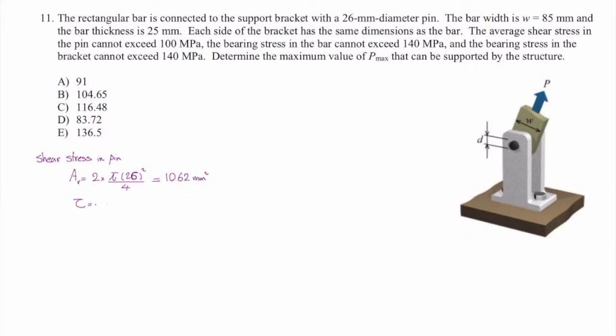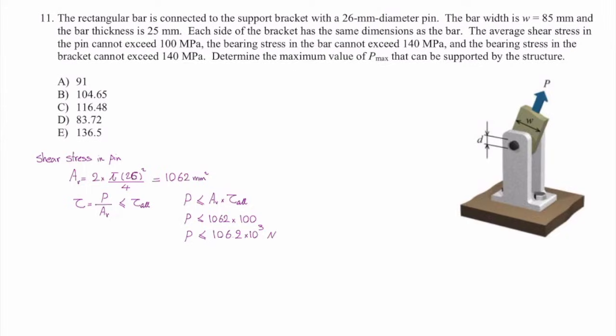Shear stress will be force over area, so P over A_V, that should be smaller than the allowable stress, or force should be smaller than area times allowable stress. Let's plug in the values. Area is 1062, allowable stress is 100 megapascal, and that gives me 106.2 times 10 to the third newton. That is equal to 106.2 kilonewton.